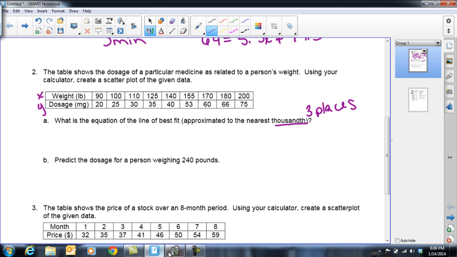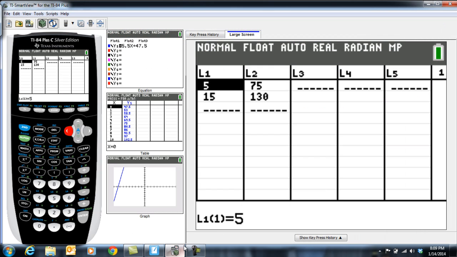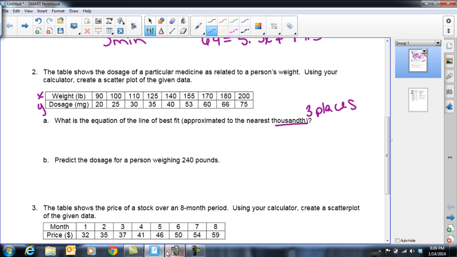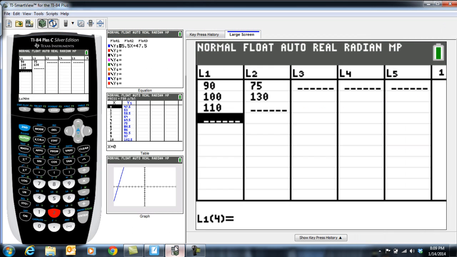And so my numbers, my weight first, I have 90, 100, and 110. Those are the first 3. So I have 90, 100, 110. And then I have 125, 140, and 155.